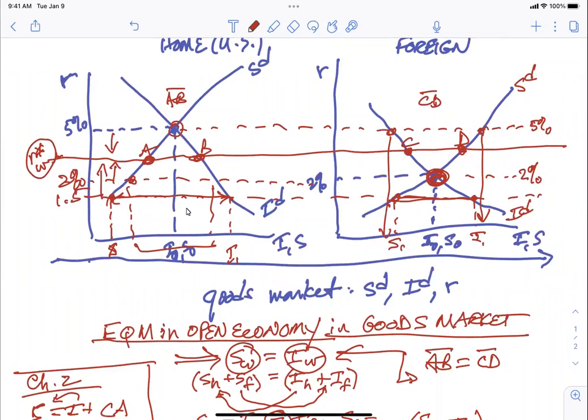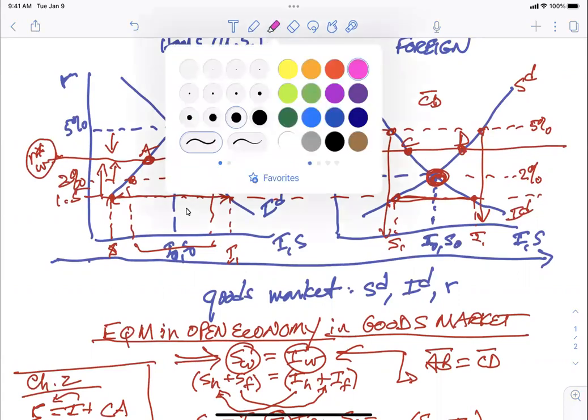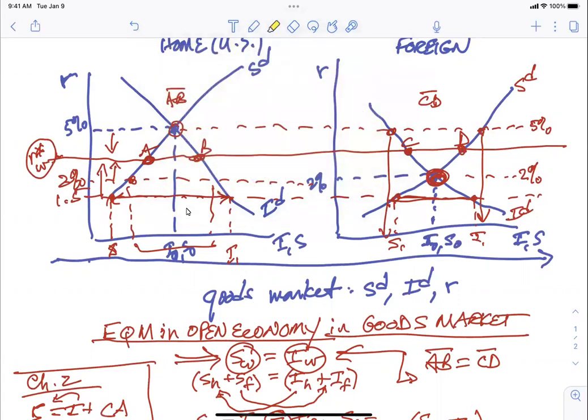Right where our r star is, right? That is the equilibrium world interest rate. That's what equilibrium means in the open economy, in the goods market. So now the question number 2 says, right?